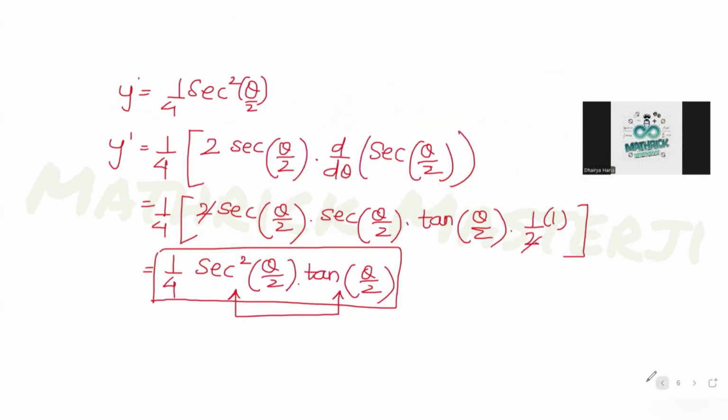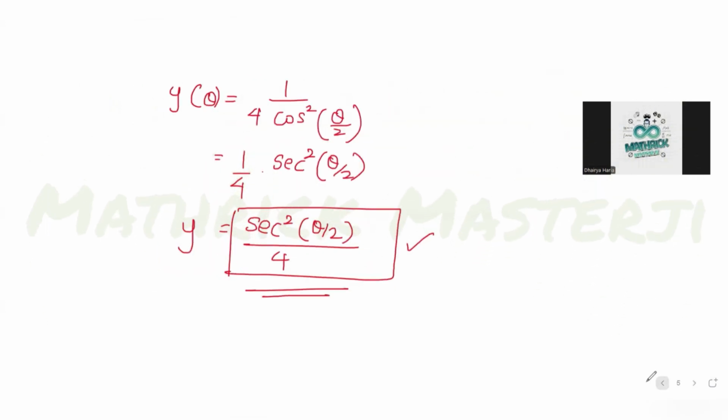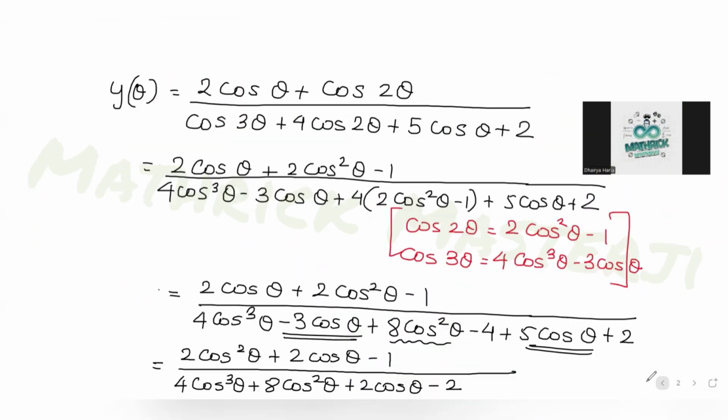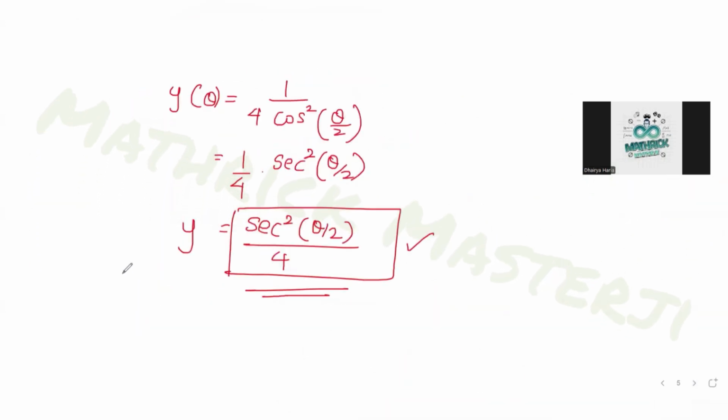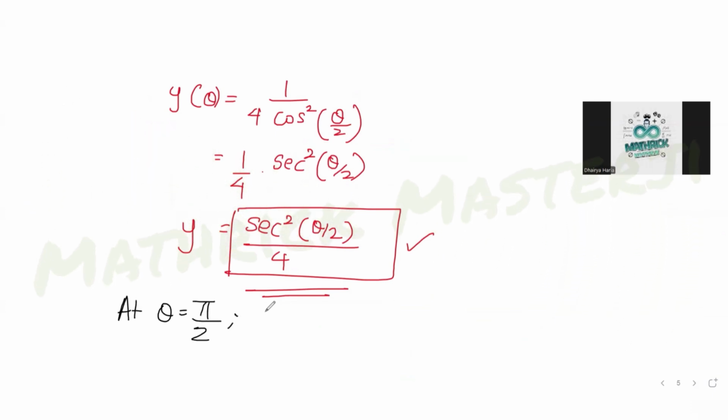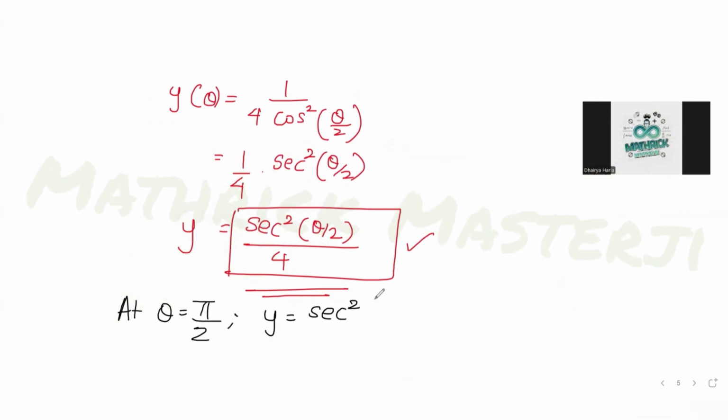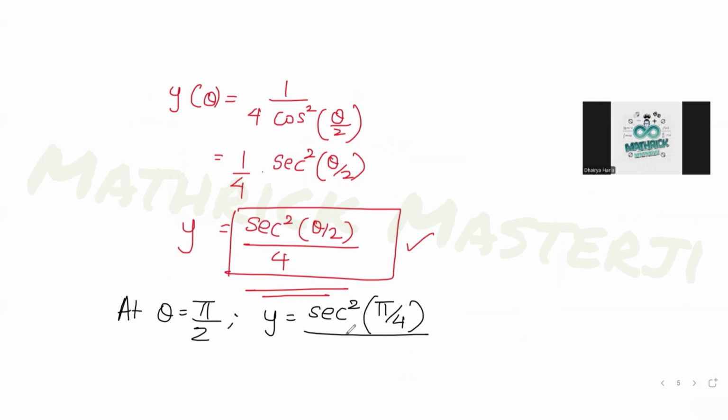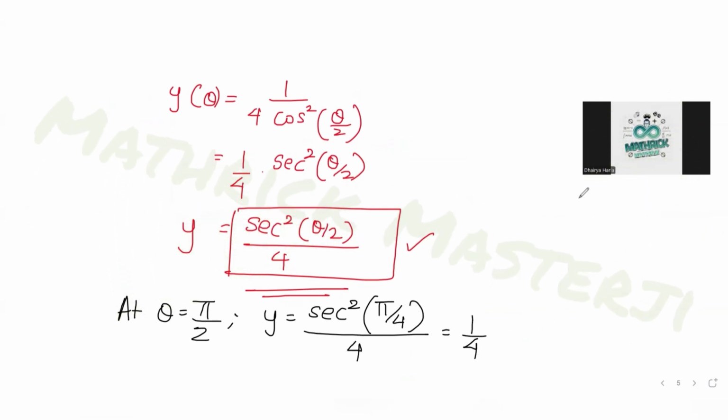Now the question tells me you have to find the value of the sum of these entire expressions at theta equals pi over 2. So let's first put theta equals pi over 2 and find all the three expressions. So if I put theta equals pi over 2, what does this become? It becomes x square. Theta is pi over 2, so pi over 2 over 2, which is pi over 4, and 4 in the denominator. So 1 over 4 sec pi over 4.